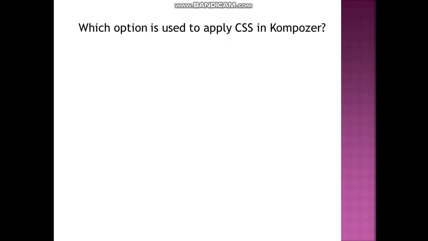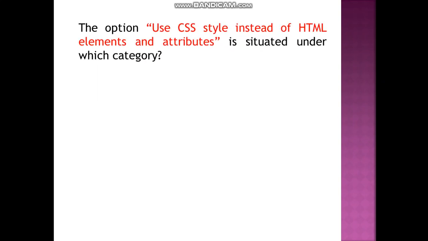Which option is used to apply CSS in Composer? So if you want to apply CSS in Composer, then you have to use the edit preferences option first, and check whether the CSS option is selected or not. The option is use CSS style instead of HTML elements and attributes. This option is situated under which category? It is situated under the general category, remember.